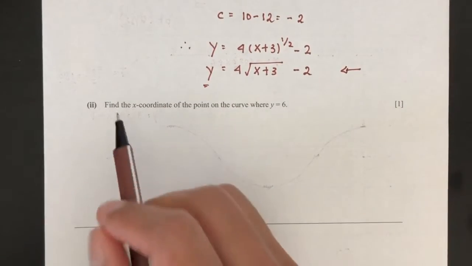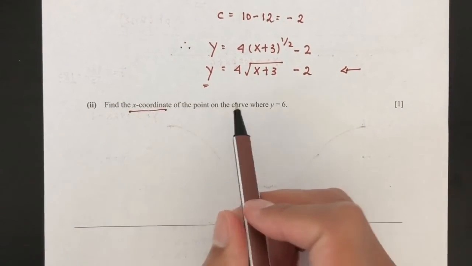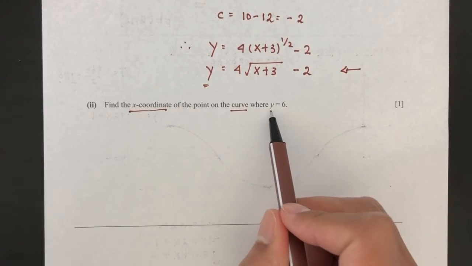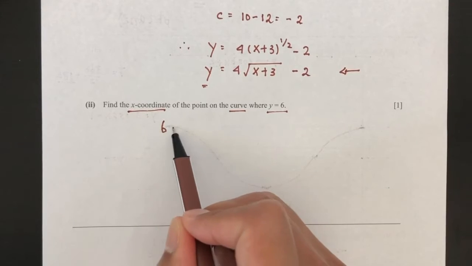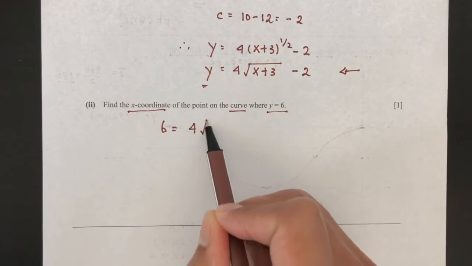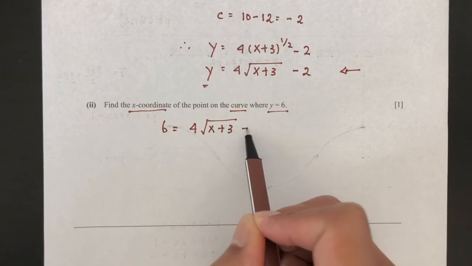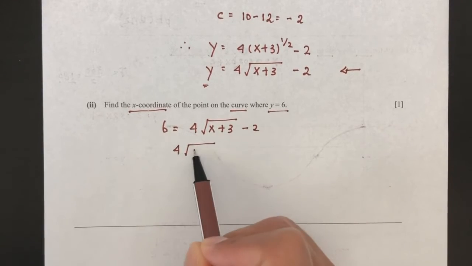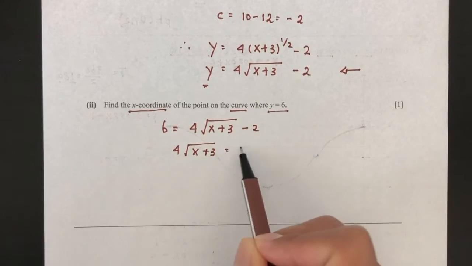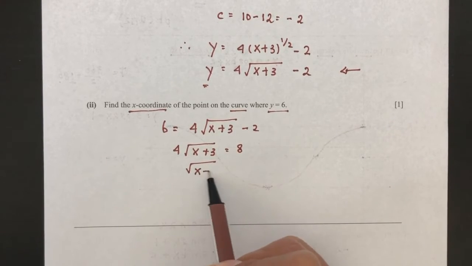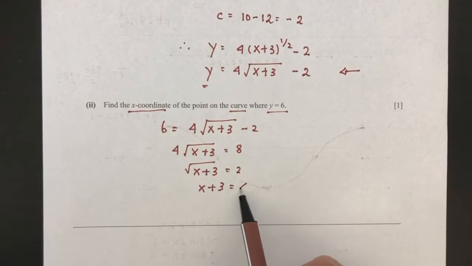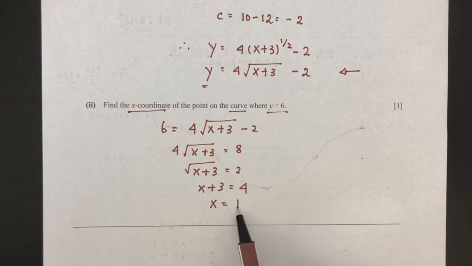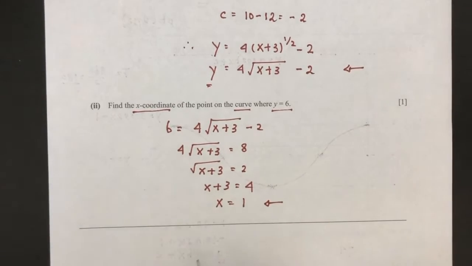Now part 2, find the x coordinate of the point on the curve where y equals 6. So pretty easy. When y is equal to 6, find the value of x. So 4 root x plus 3 minus 2, so 4 root x plus 3 is equal to 8. Root x plus 3 is equal to 2. X plus 3 is equal to 4. So x will be 1. That is your value for x, where y equals 6.